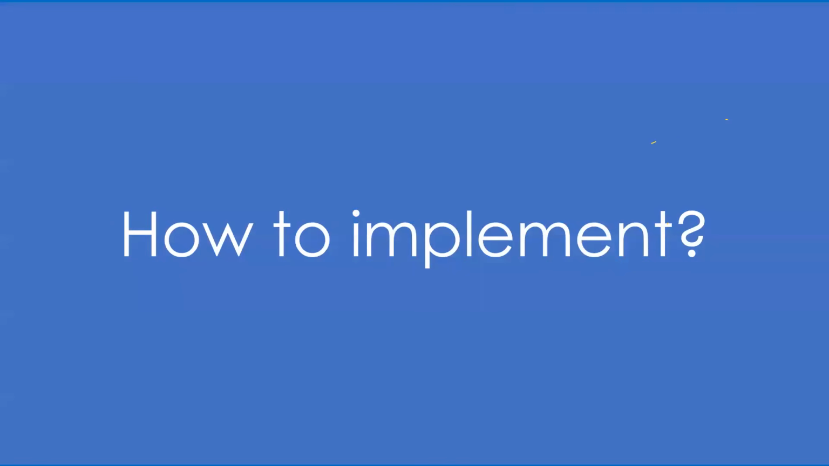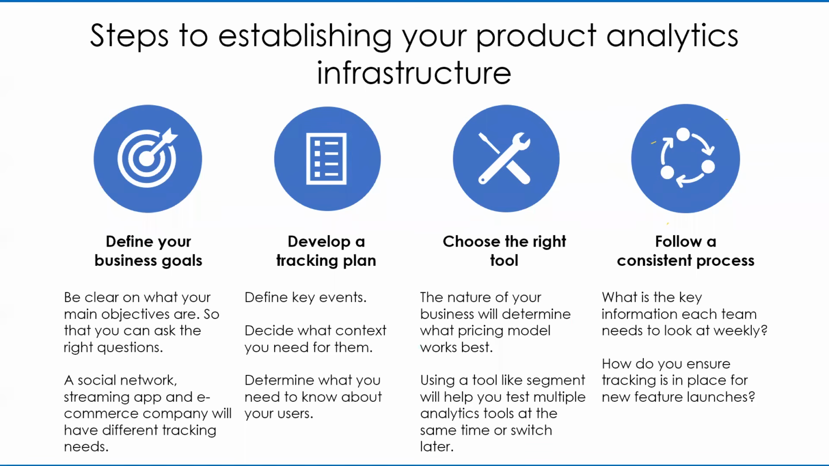So what does an implementation look like? This is not going to be technical, but it'll give you a bit of a framework for how to approach setting up product analytics for your company. So we'd start by defining your business goals. Be clear on what your objectives are, because that'll determine what kind of questions you ask and what kind of tracking you're going to implement.